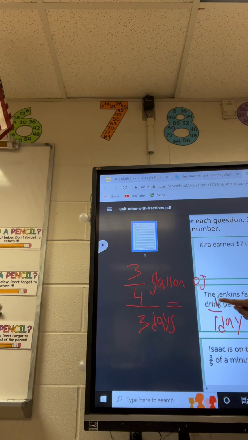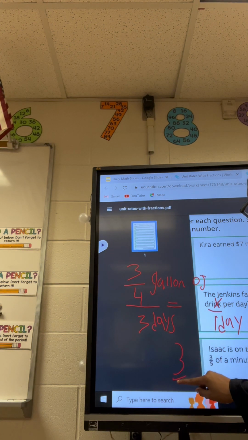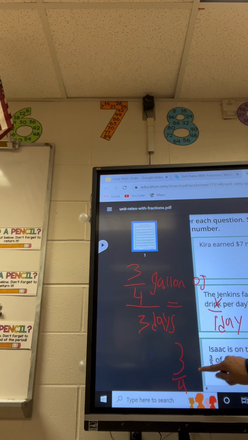Then I'm gonna put an X here. Then I'm gonna cross multiply 3/4 times 1. That would be 3/4. Then I'm gonna divide by 3. But I can't divide that, so I'll go over here and write 3/4 times 1/3. That will give me 3/12. Then I can simplify that by 3. That will give me 1/4.